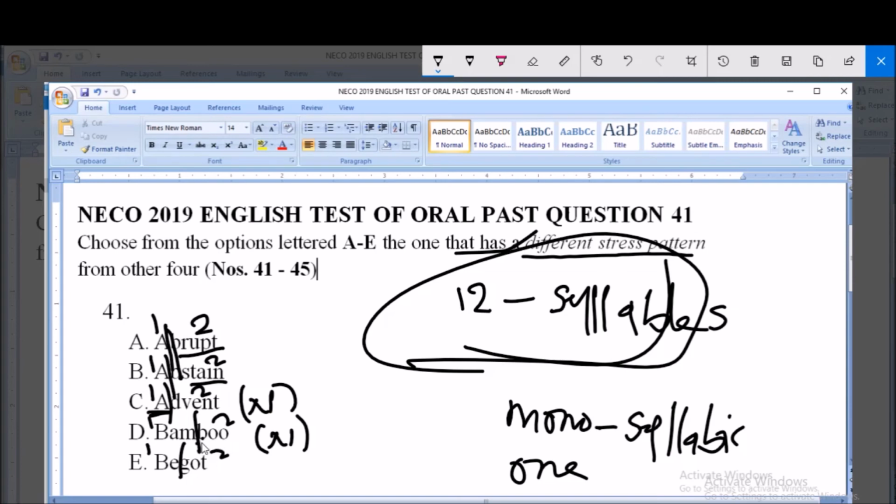This is why we have the syllable boo, because the u here is a long u. Begot is a verb, belongs to the verb class. Then it takes its stress on the second syllable. So since all of these except option C take their stress on the second syllable, therefore option C is our correct answer, because it takes its stress on a different syllable. So it is the only word that has its stress pattern different.